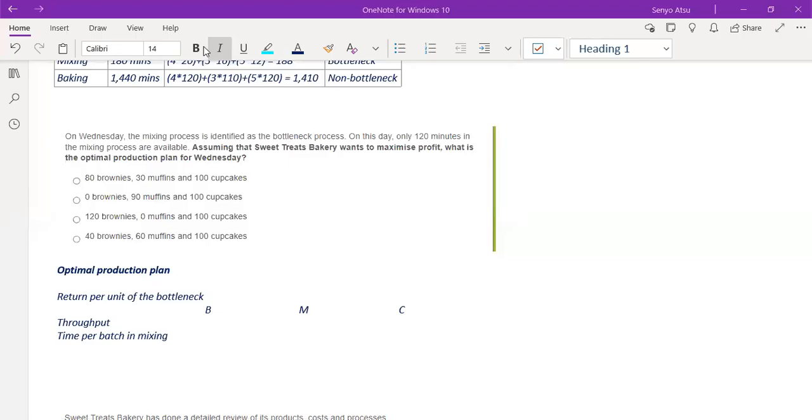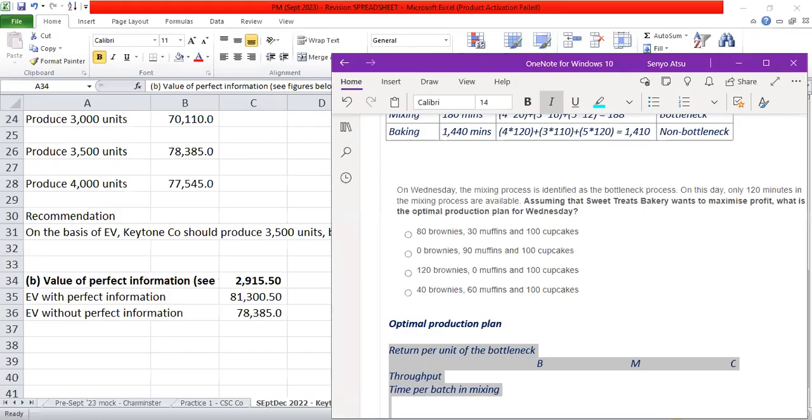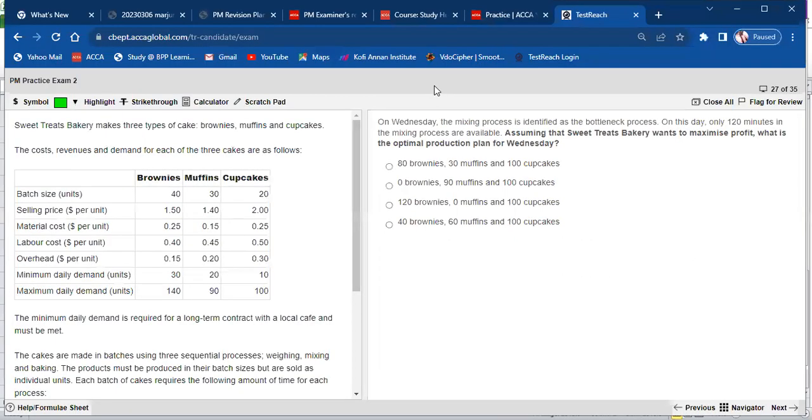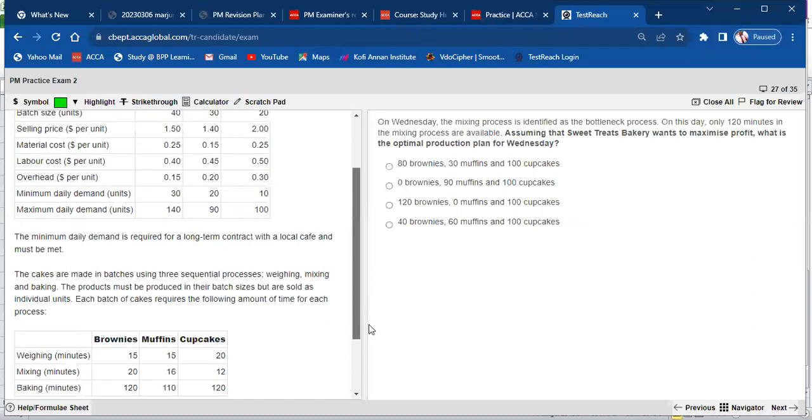Okay, so revision point: for each of the products, brownies, muffins, and cupcakes, we're going to work out the return, thus throughput, for each one of the bottlenecks. So for each one of the bottleneck resource, mixing, I go like this.